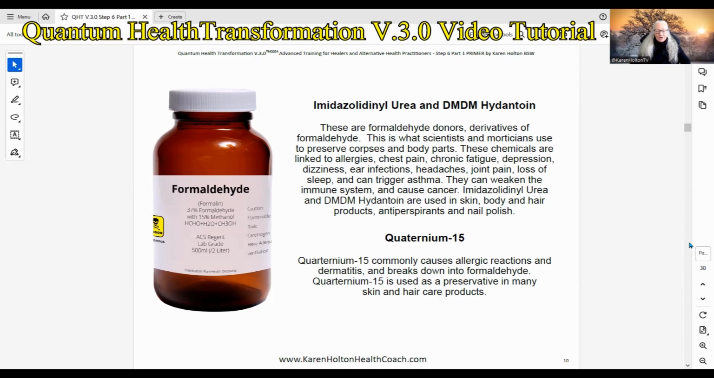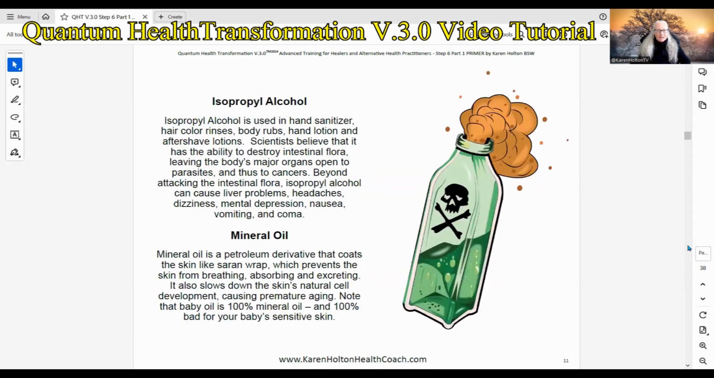Quaternium-15. Quaternium-15 commonly causes allergic reactions and dermatitis and breaks down into formaldehyde. Quaternium-15 is used as a preservative in many skin and hair care products.